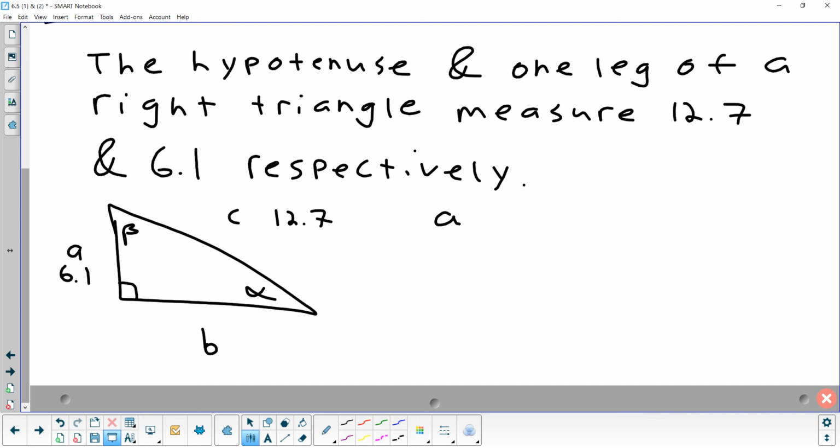Okay, so let's make a table. And fill in what we know. So we've got this. We've got this. Again, I keep doing that. This is the right angle.